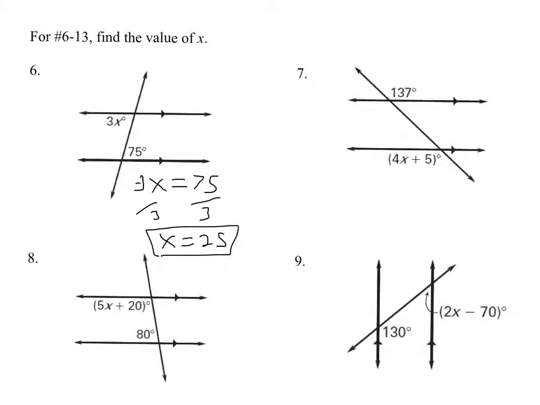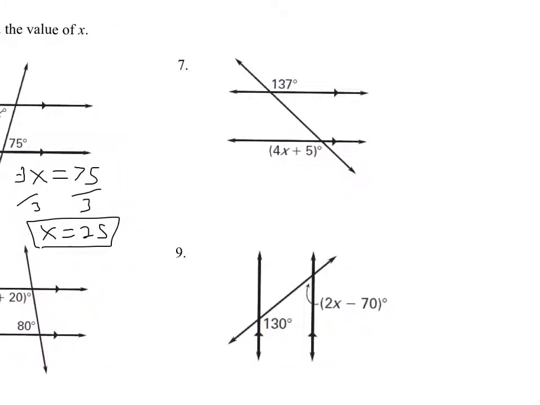Alright, going over to number 7. These angles also have a name. These would be alternate exterior angles. And so if two lines are parallel, like these, then alternate exterior angles will be congruent. So we're going to set them equal to each other. And then we'll just solve this. I'll subtract 5, and then divide by 4.